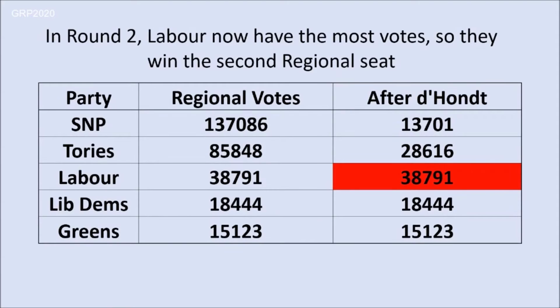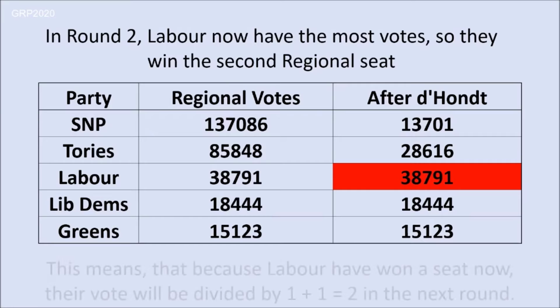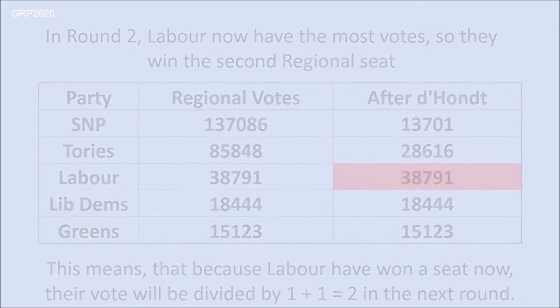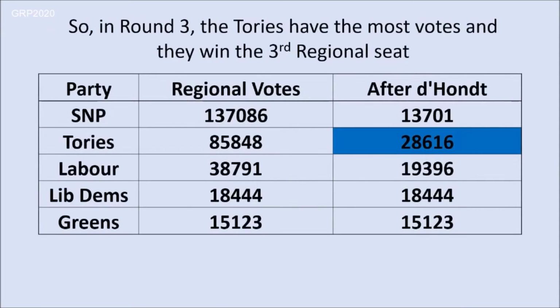In round 2, Labour now have the most votes, so they win the second regional seat. This means that because Labour have now won a seat, their vote will be divided by 1 plus 1, making 2, in the next round. So, in round 3, the Tories once again have the most votes, and they win the third regional seat.